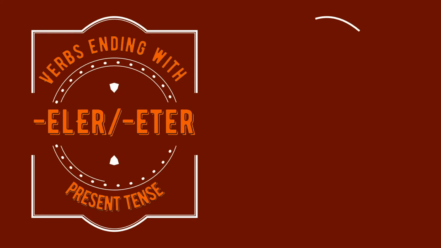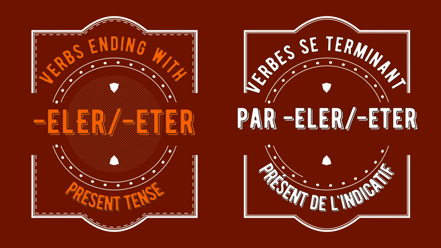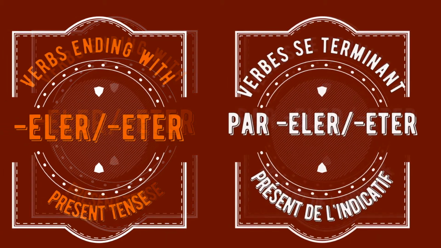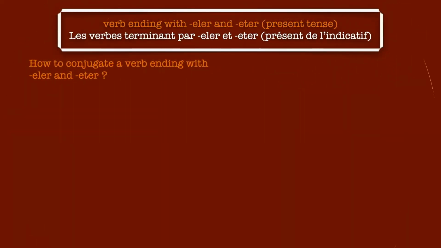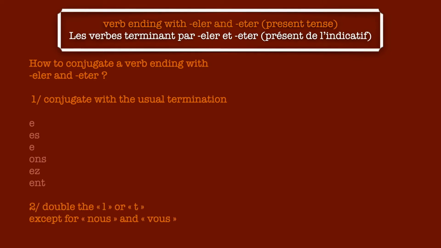Alright, what about learning the penultimate case in today's video, the verbs ending with eler or eter, in present tense? Same question as usual, how do we conjugate them? Again, we conjugate with the usual terminations. I'm sure you know them pretty well with all the times you've seen them in this video. The second step is to double the last l or t, except for the two first plural persons. You are going to see it with this example, with the verb to throw away.